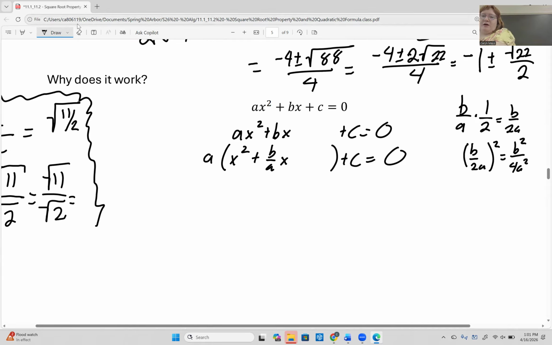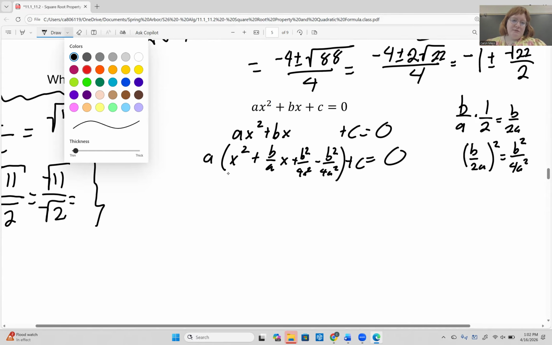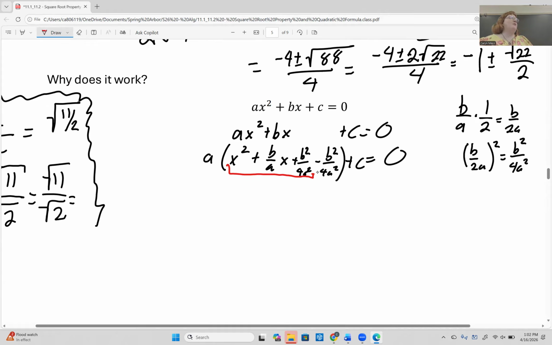So I am going to try, or I'm not going to try, I will succeed. But I'm going to add and subtract that b squared over 4a squared. So plus b squared over 4a squared minus b squared over 4a squared. It's the same process we've been doing with numbers, just with a, b's, and c's instead. This part right here is the part that we always then reach and say that can be factored. And it factors in the same exact way every time.